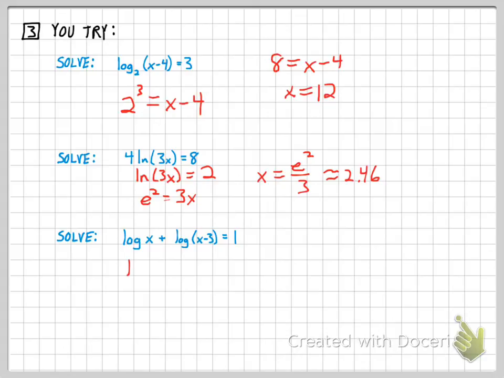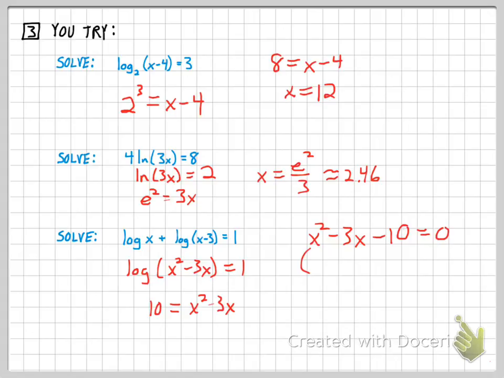Alright, a lot like example 3, we want to condense this first. That gives me x squared minus 3x. Then I want to change it to exponential form. I get 10 to the first equals x squared minus 3x. That leads to a quadratic, x squared minus 3x minus 10 equals 0. When I factor that, I get x minus 5 and x plus 2. My solutions to this one initially are 5 and negative 2.